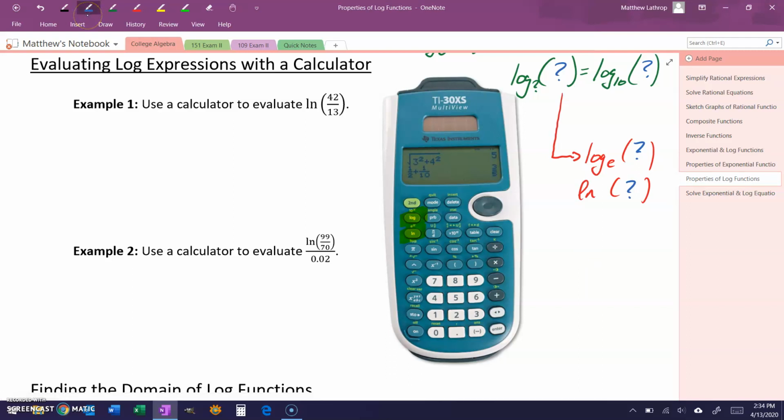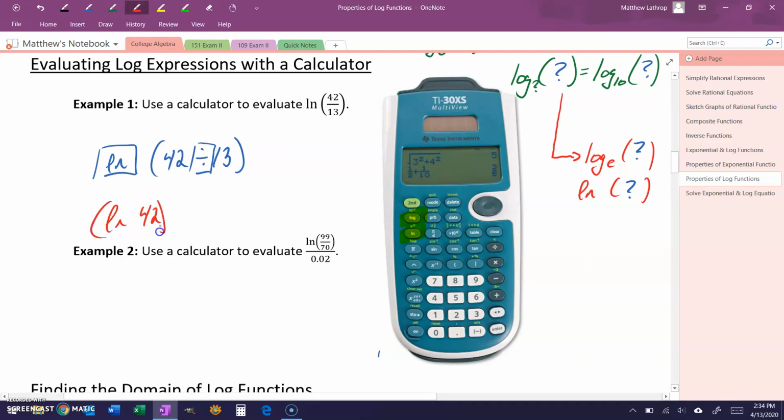If we want to evaluate a log, for instance the natural log of 42 over 13, we would simply find that natural log button and then make sure we have a set of parentheses open so that we're evaluating that entire expression, 42 divided by 13. If we don't use parentheses, it might see this as the natural log of 42 and take that result divided by 13. So you just want to be sure you're paying careful attention to parentheses, and this should come out to be about 1.173.